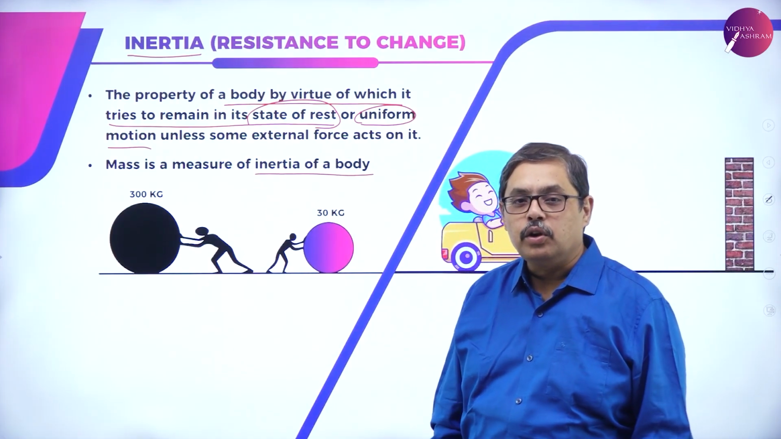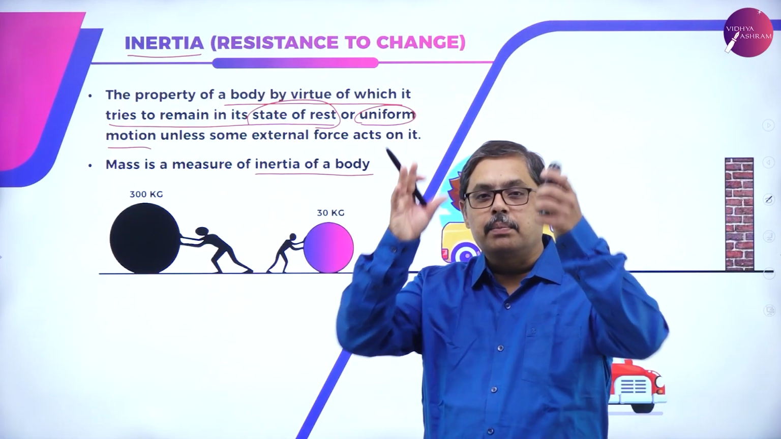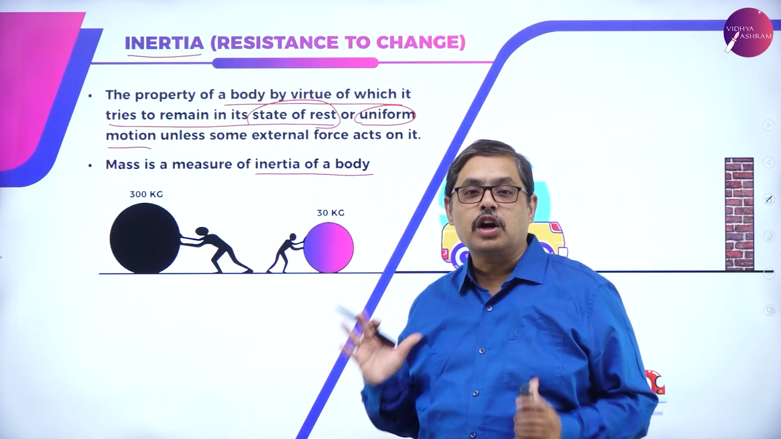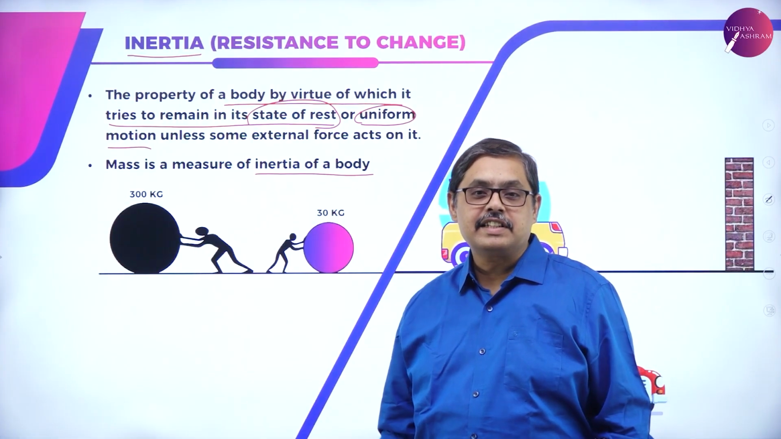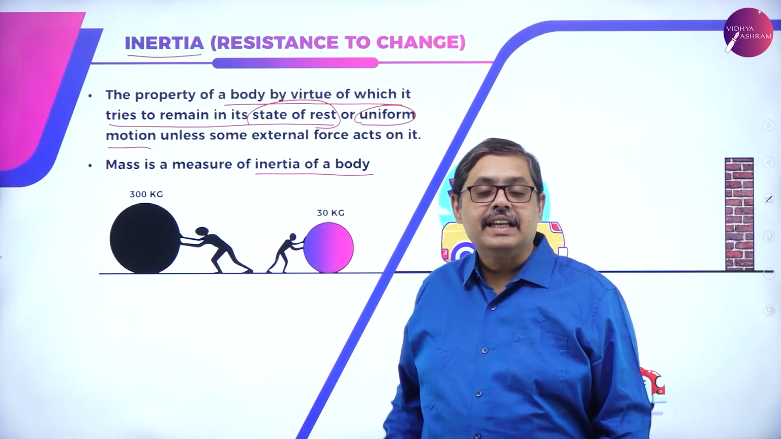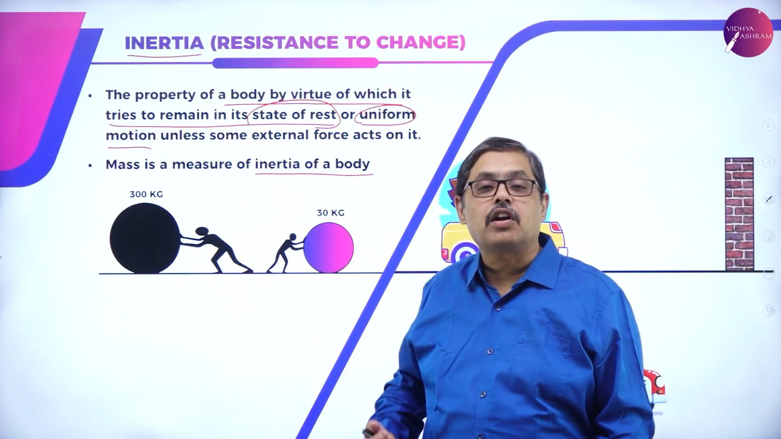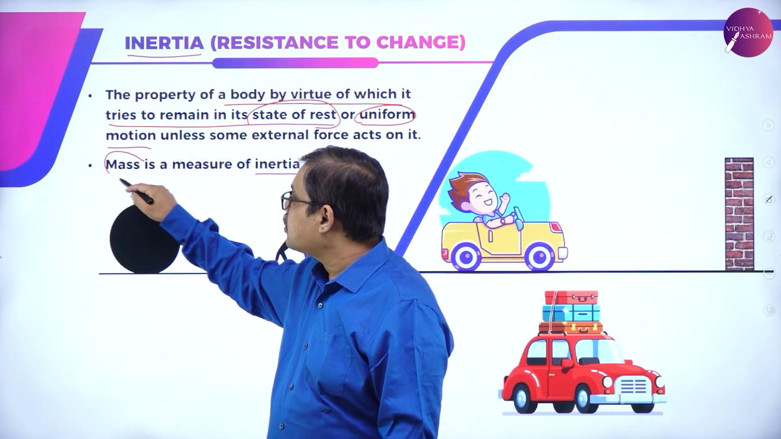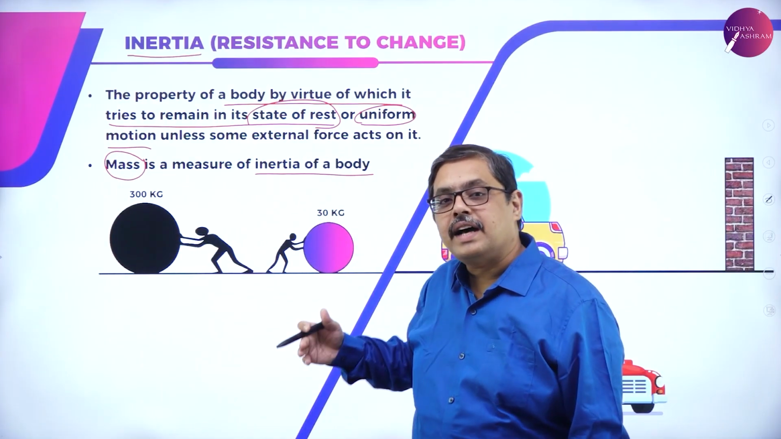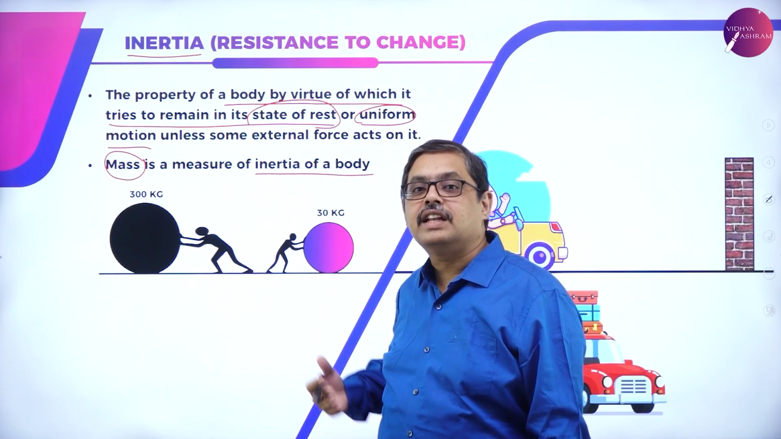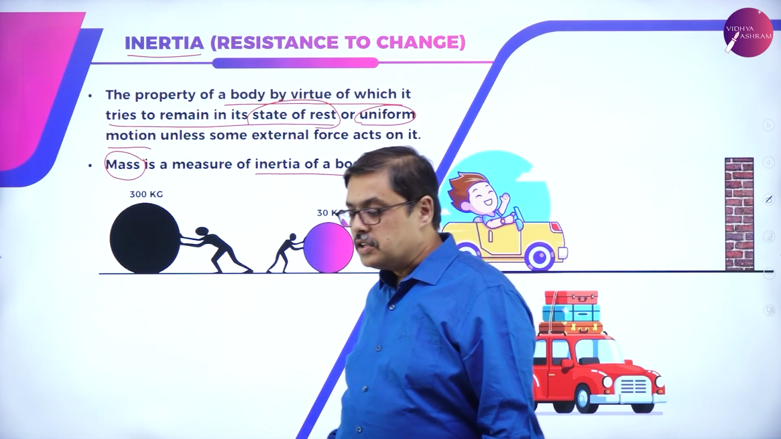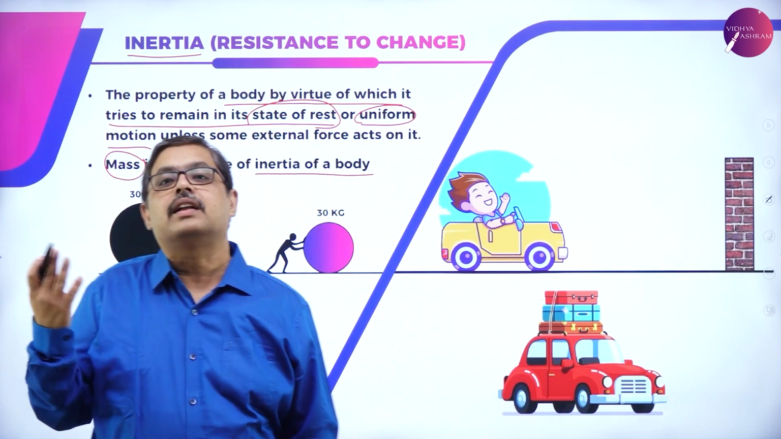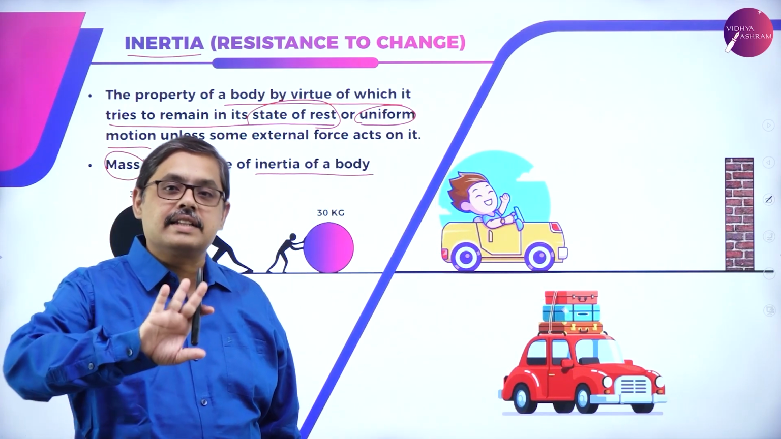You have to lift a balloon. Very easy. Simply you can lift it up. Now imagine lifting a shot put, or a gas cylinder which is some 35 kg. It takes a lot of effort. It requires a lot of force to lift it. So mass is a measure of the inertia. The more mass a body has, the more inertia will appear, so that it opposes the movement or it opposes the rest state.